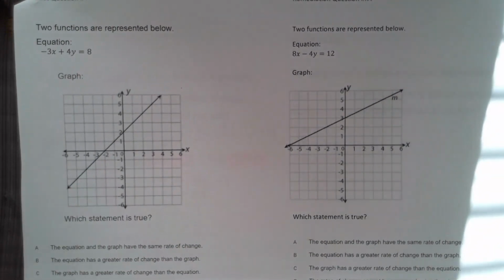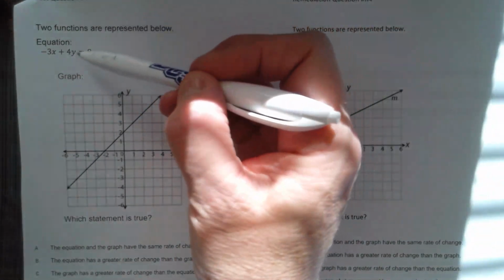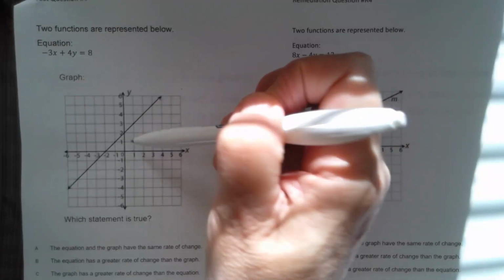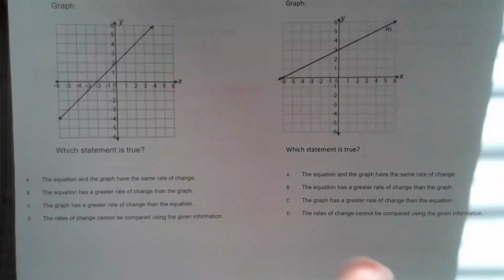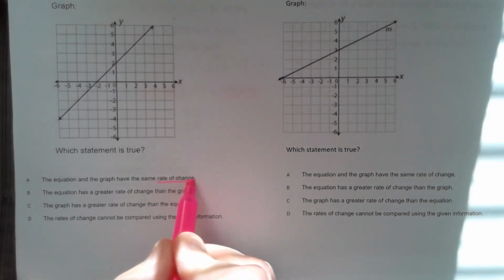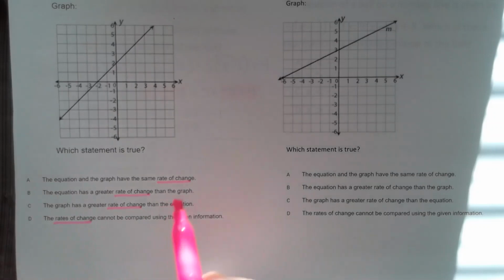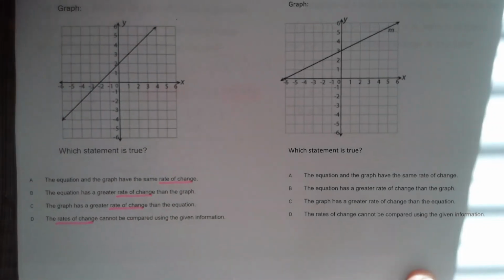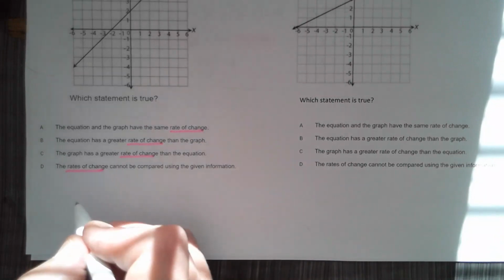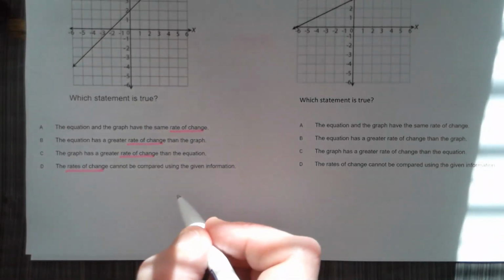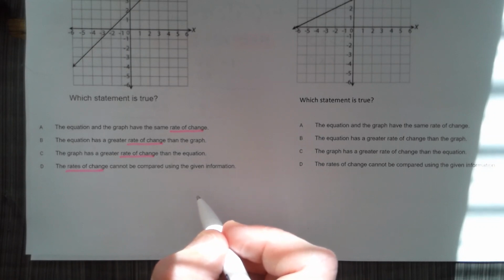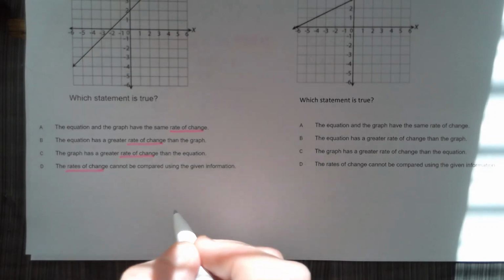All right. Two functions are represented below. We have an equation and we have a graph. And it says which statement is true. So let's just take a look at the statements. If you read all of these, there's a phrase that continues in every single one of them. It's the phrase rate of change. So we have to know what rate of change is. So at the very bottom, we're going to write rate of change equals slope. We are looking for the slope. So I want you to write rate of change equals slope.